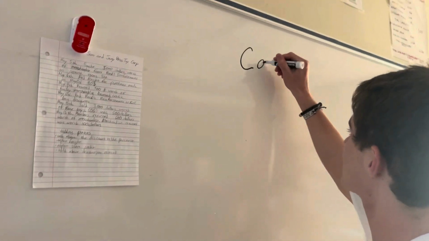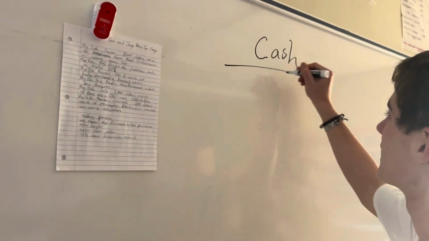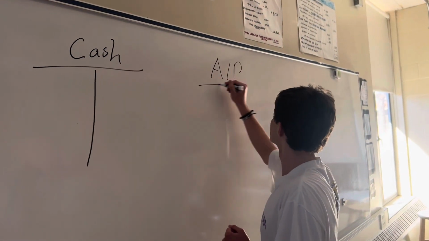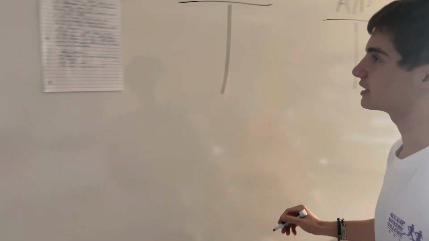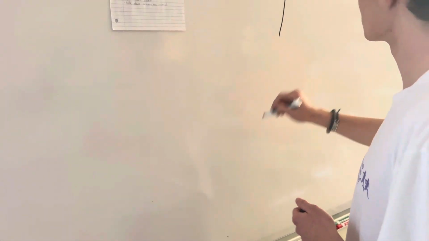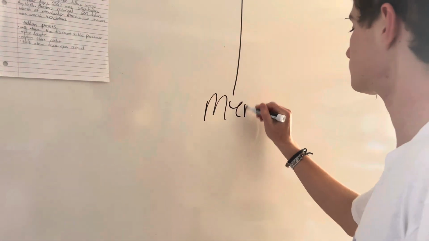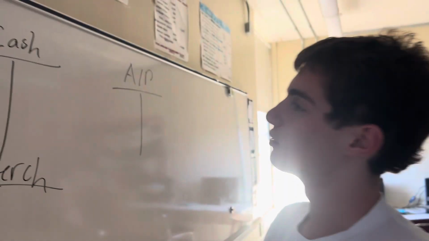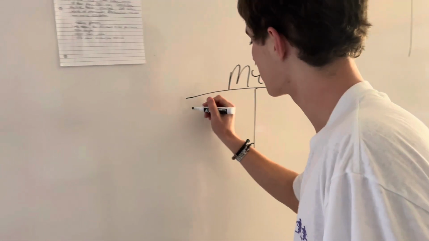We're going to need a cash account, and we're going to need accounts payable. We're going to need merchandise, because we're buying $5,000 worth of merchandise. And we can save the rest for later. So $5,000 worth of merchandise.